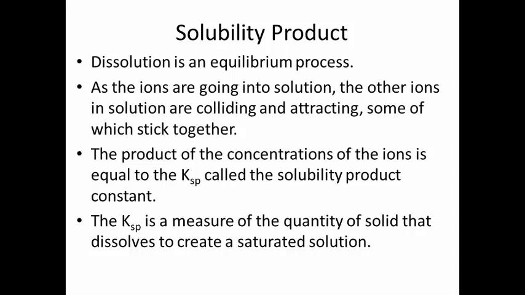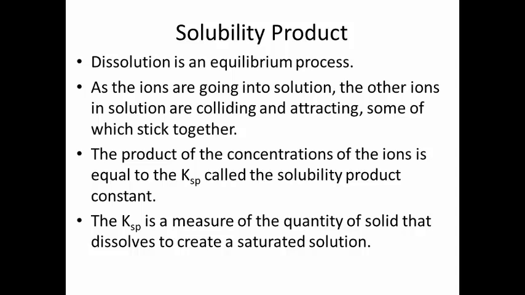So there's this constant balance going on between the salt dissolving, the ions dissociating, and the ions reassociating and recrystallizing. So the Ksp is the mathematical equivalent of the product of the concentrations of the ions. And we call that the solubility product constant. It's essentially the products side of the equilibrium expression of the law of mass action.